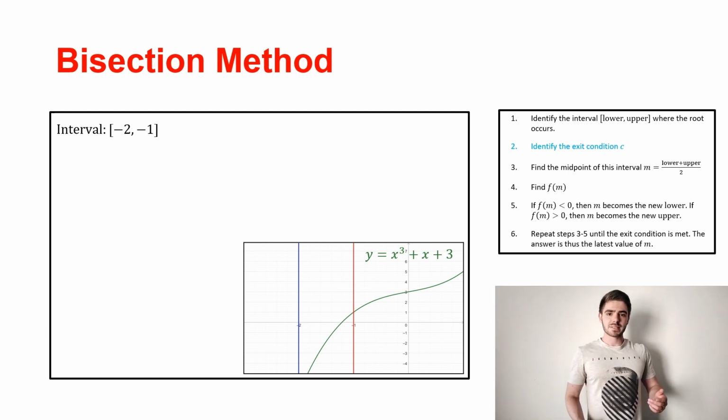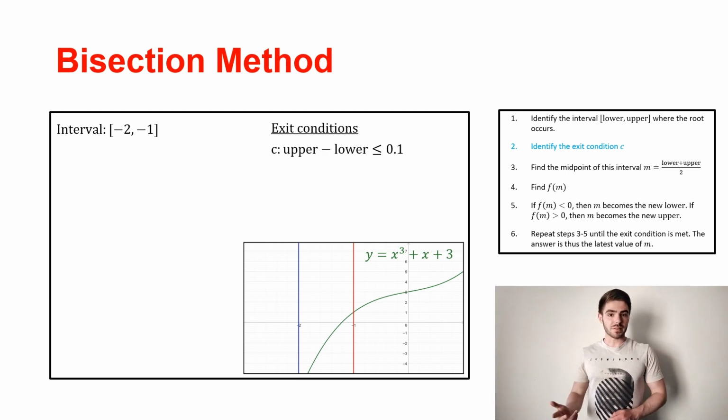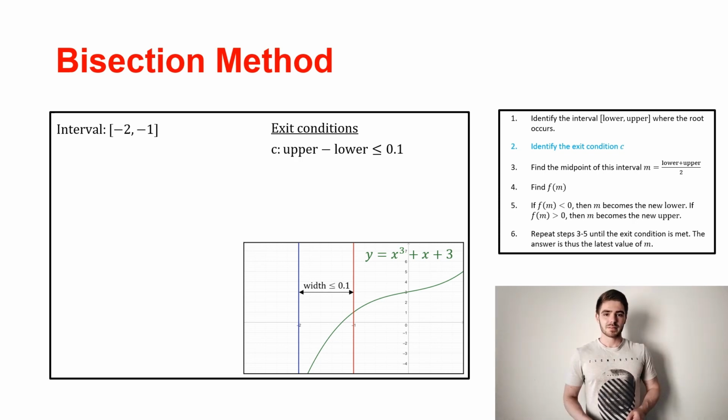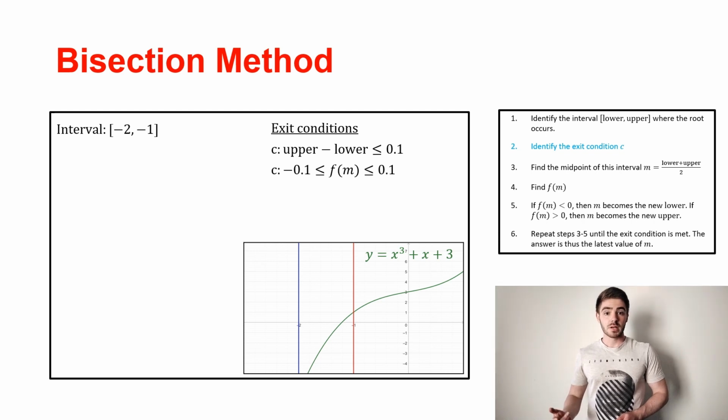There are three main exit conditions that your exam may give you. The first is applied to the width of the interval. For example, we could repeat this process over and over again until the width of the interval is less than or equal to 0.1. The second exit condition is based around the value of the solution itself. For example, we know that we're trying to find where f of x equals 0, but we'll be happy to accept any solution between positive and negative 0.1.